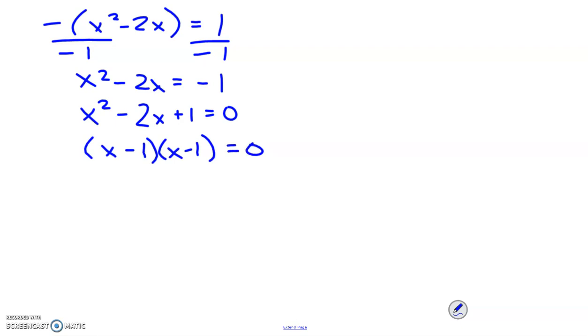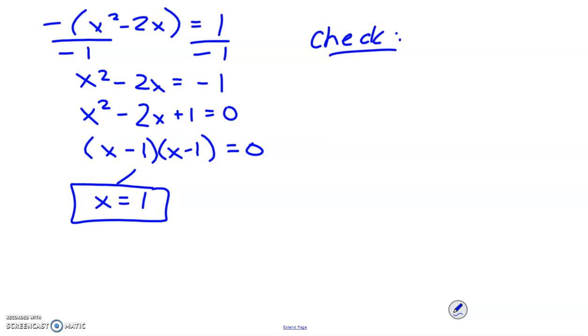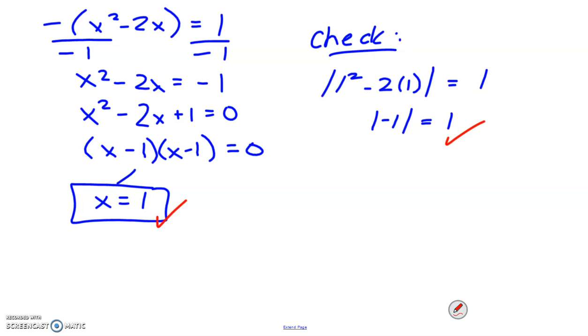Again, giving us 2 of the exact same factors, which really means that we have one x-intercept. So that is one of my answers, and then we just need to provide the check. And we should get the absolute value of negative 1 equals 1, and that is true. So here we have 3 solutions.